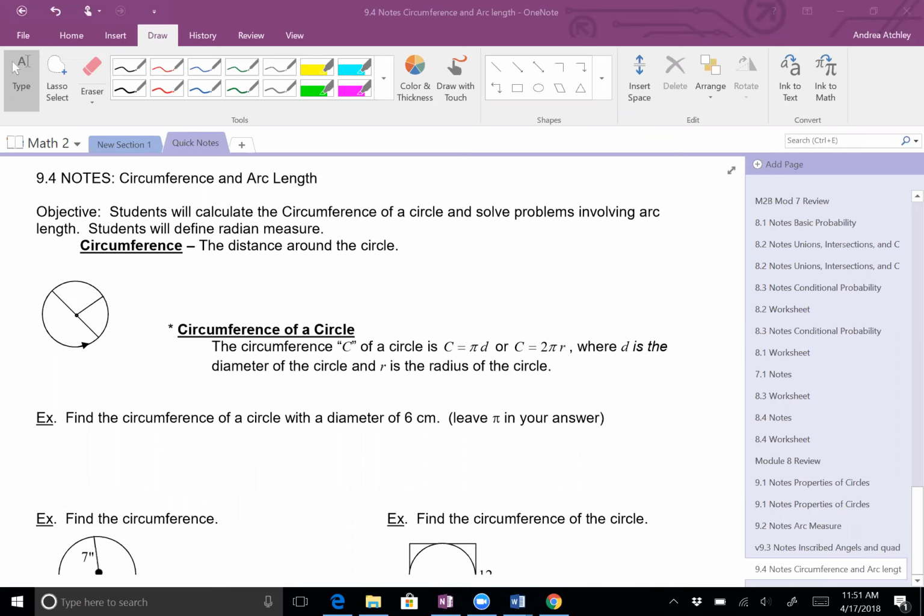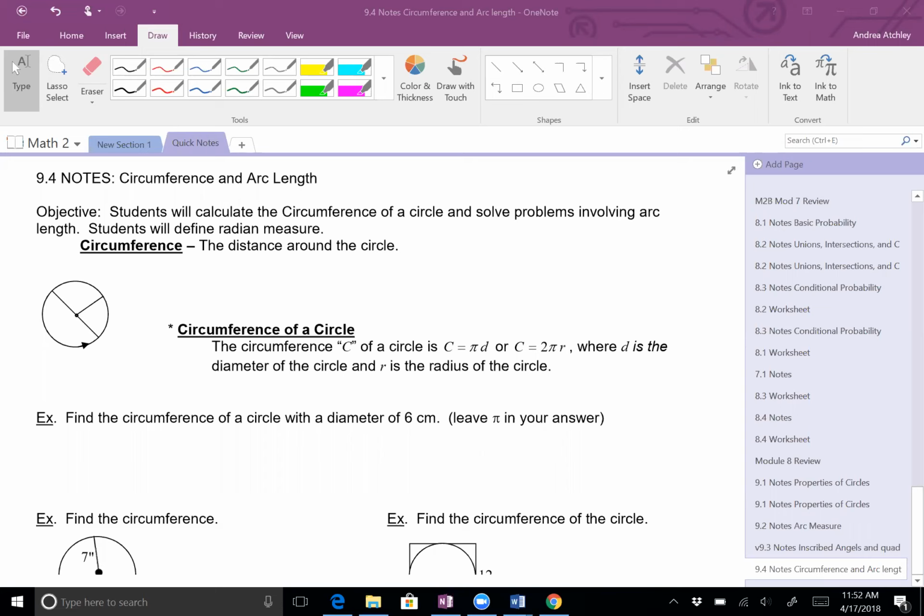Okay, so today, class, quiet down. Today we're going over circumference and arc lengths. You've already learned how to find the circumference of a circle. Now we're going to learn how to find part of a circle, just the arc length of the circle. So we're going to calculate the circumference of a circle and solve problems involving arc length, and students will define radian measure.